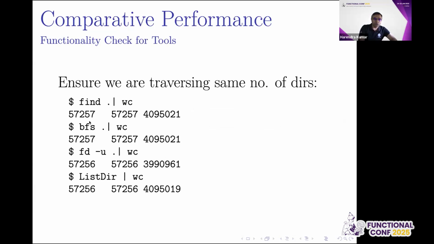So first we ensure that all of them are doing the same work. They are giving us the same number of files and the same number of characters. Here there's a difference of one file. Probably these are not printing the dot or dot dot, one of the directories.